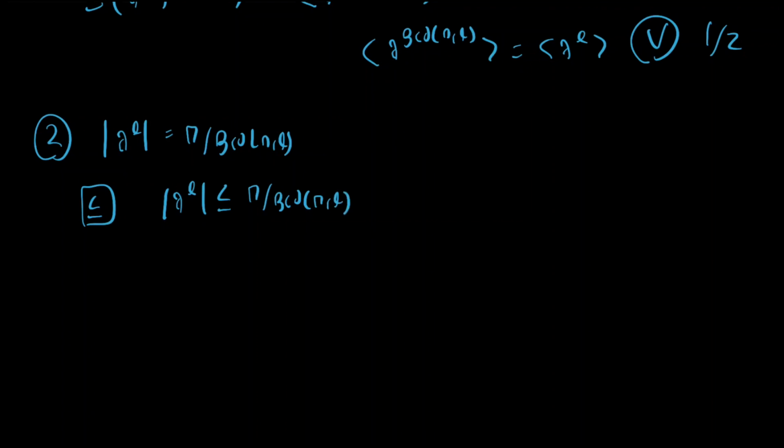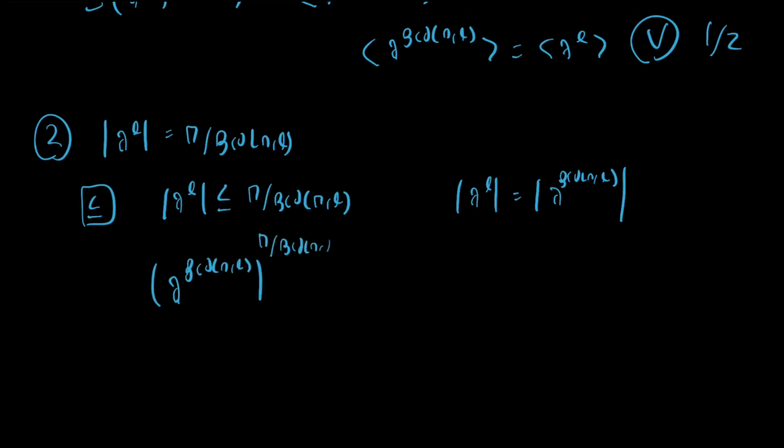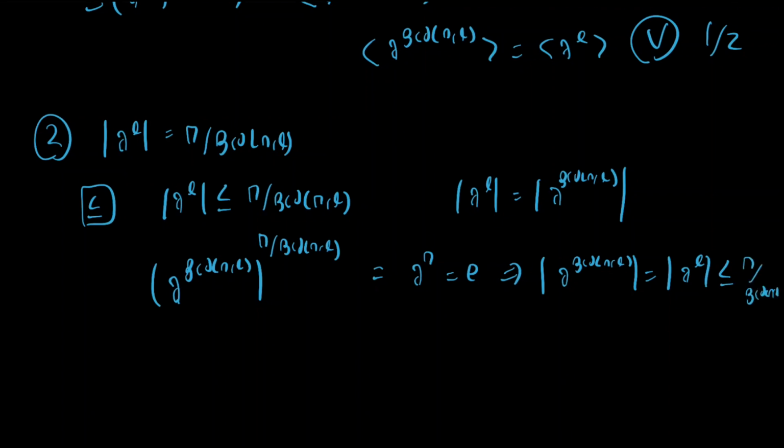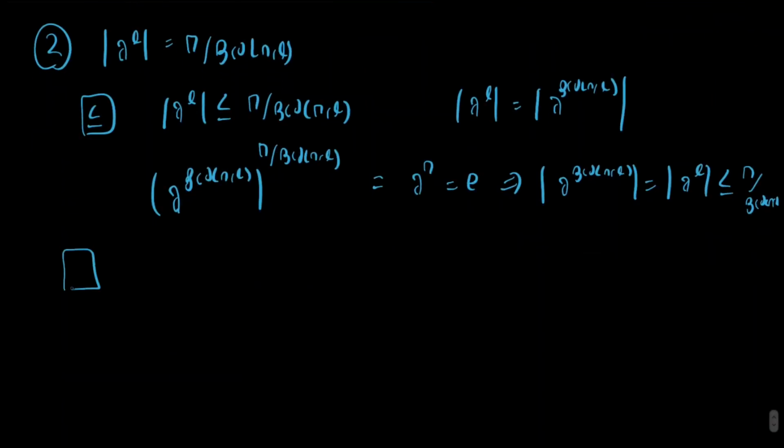Well, why? Because the order of A to the L is equal to the order of A to the GCD of n and L, and if we raise A to the GCD of n and L to the power of n over the GCD of n and L, we get just A to the n, which is the identity since the order of A is n. But this implies that the order of A to the GCD of n and L, that is the order of A to the L, is less than or equal to n over the GCD of n and L. Now, we have proven one inequality direction.